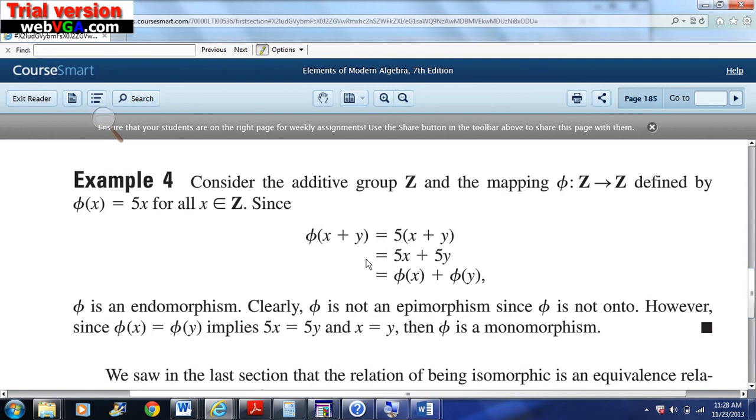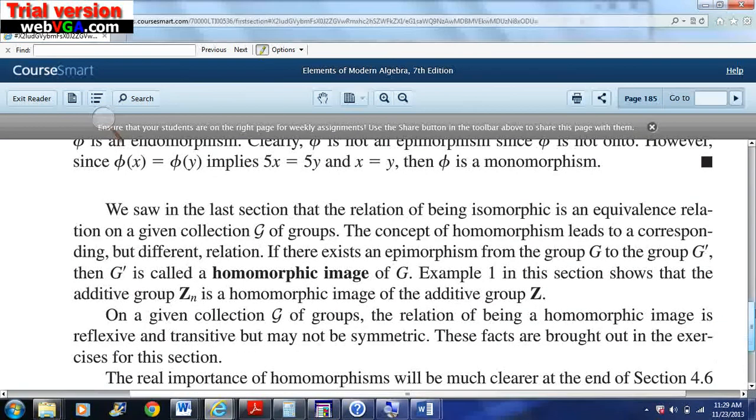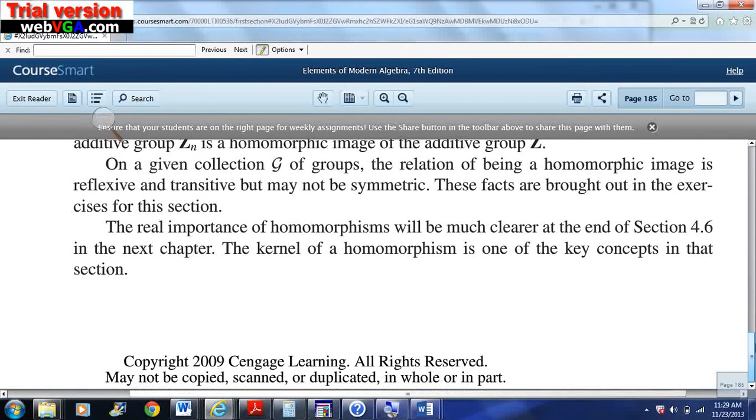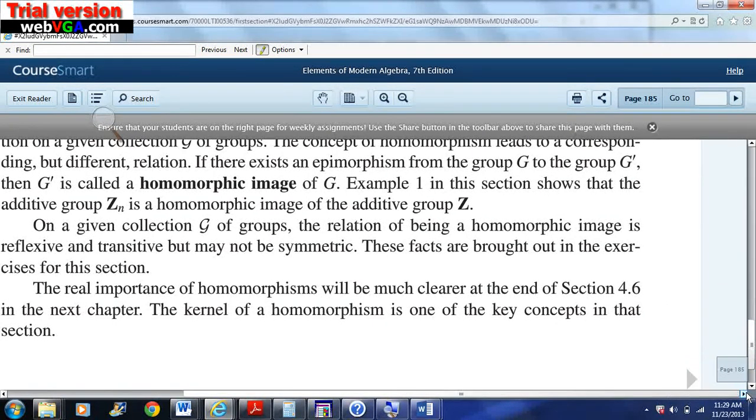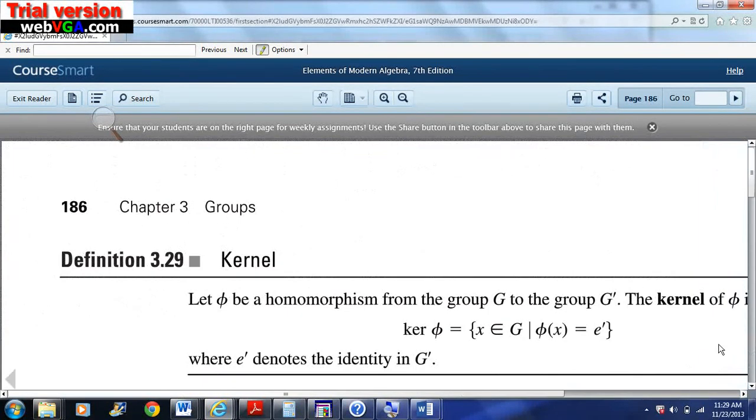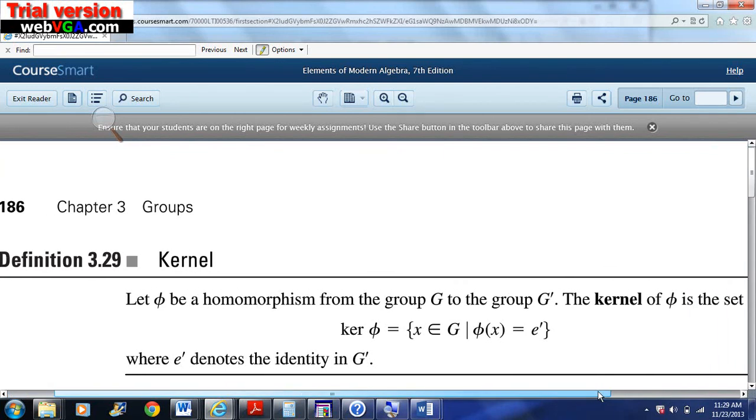So that's the process you have to go through in the exercises for this section. And for homework, you want to do 1 through 9 odd. So that will give you 5 problems that you need to do in this section. Let's go on to the next page. Next in this section, and the last thing that we have to cover in this section is the kernel. Definition 3.29, definition of kernel.